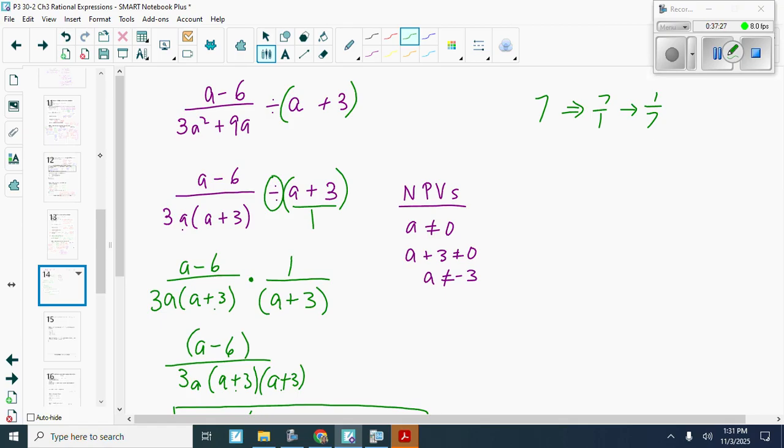No, they get multiplied together. They only cancel out when one's on the top and one's on the bottom. Yeah, good question.